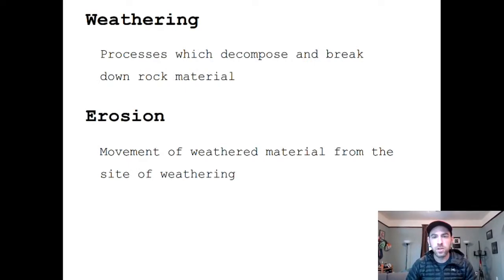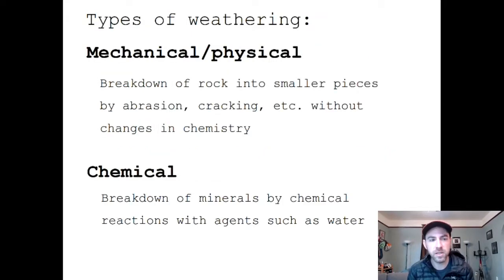All right, so we'll start off with weathering here. There are two main types of weathering processes. The first is mechanical or physical weathering. This refers to the breakdown of rock into smaller pieces by the processes of abrasion, cracking, and so forth. And these are processes that occur without changes in the chemistry of the minerals themselves, right? So the rock pieces are not changing their composition, their mineralogy, or their chemical structure, I should say.